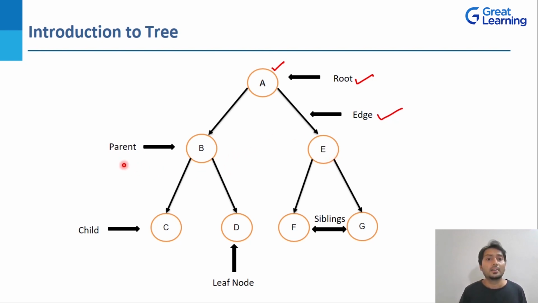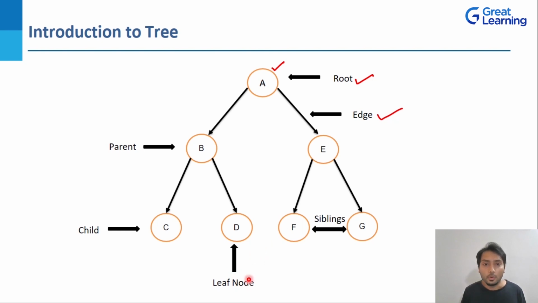Now let's try to understand what siblings are. Look at this. Node F and node G are sharing a common parent node, which is E. So now F and G can be called siblings. Why? Because they are sharing the common parent. Now C and D are also siblings because they have a common parent node, which is B. Now are nodes D and F siblings? No. Why? Because they are not sharing a common parent. So D and F cannot be called sibling nodes.